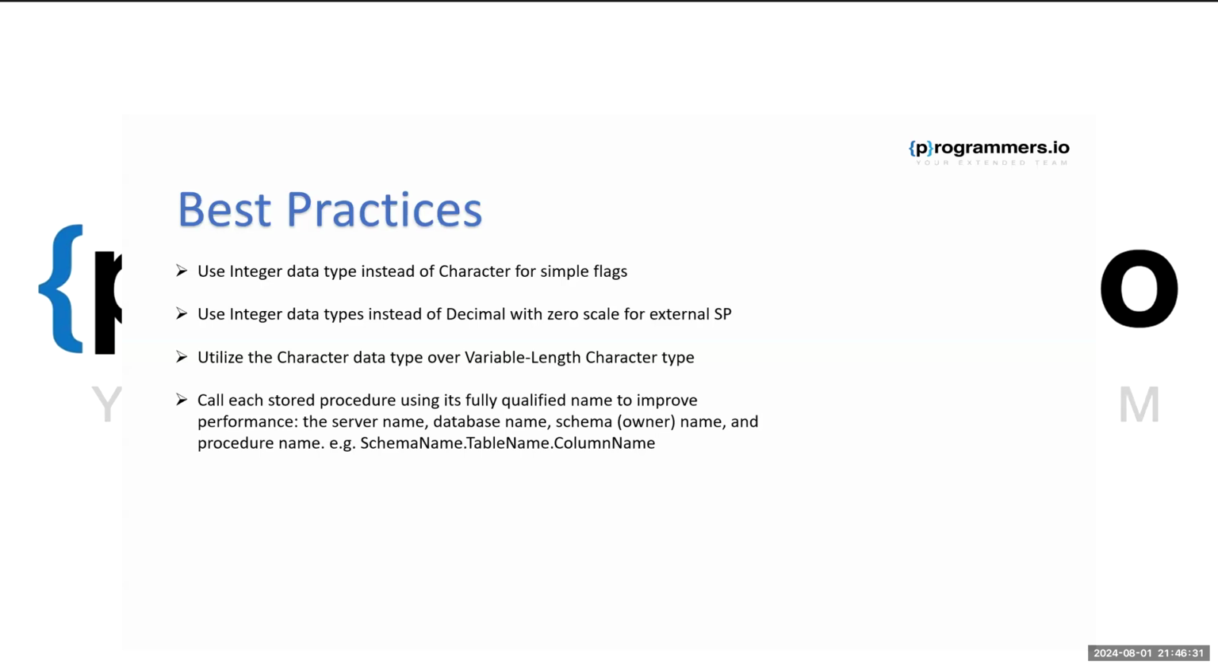And next to that, whenever we are calling stored procedures, it's very much advisable to use the fully qualified name, so that it will definitely improve the performance. For example, if we want to reference a particular column in a table, it should be schema name followed by table name with the column name. This is because whenever it gets executed, or at the time of compilation, it will locate that column name very quickly, and your final result will be shown on the screen or given back to your column.